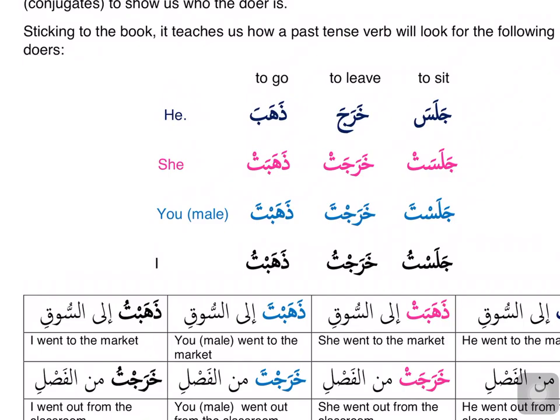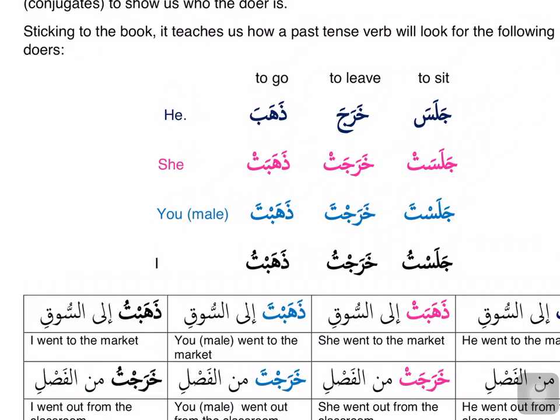You want to say she went, the structure will be dhahabat. You want to say you went, dhahabta. If you want to say I went, dhahabtu. So you see that the verb went kept changing based on who did the action of going. He went, dhahaba. She went, dhahabat. You added a ta with the sukoon after dhahaba. You, male, went, dhahabta. I went, dhahabtu. So they're very, very specific. So you have to remember the pattern.